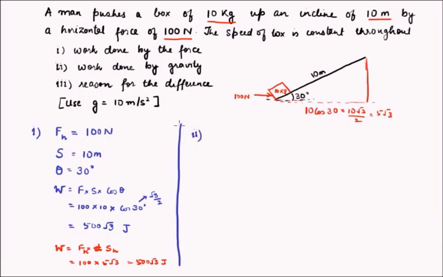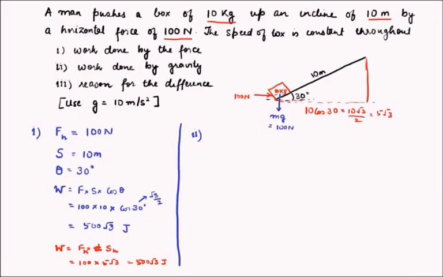The second part asks what is the work done by gravity. Now we know that the gravitational force always acts downward, and we have 10 kilogram. We know that gravity is 10 meter per second square, so the force of gravity will be m times g, and that turns out to be 100 Newton acting downward.